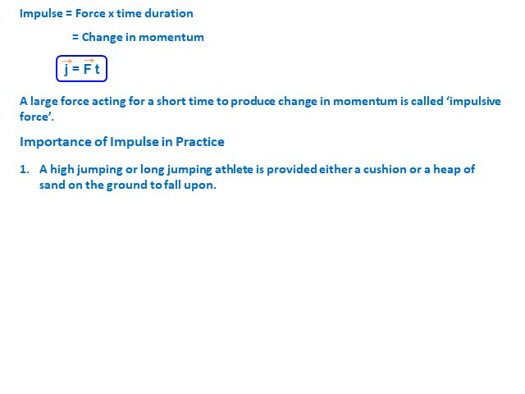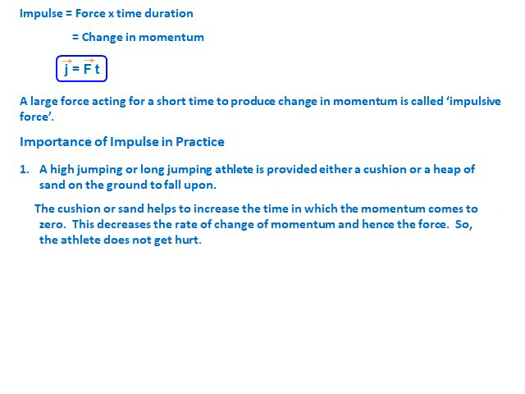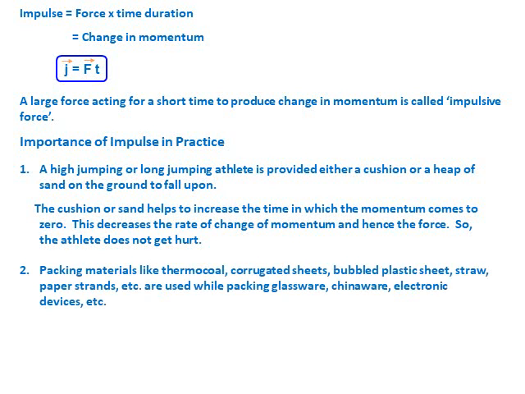Importance. A high jumping or long jumping athlete is provided either a cushion or a heap of sand on the ground to fall upon, because that will increase the time period. The cushion or sand helps to increase the time in which the momentum comes to 0. This decreases the rate of change of momentum and hence the force, so the athlete doesn't get hurt.